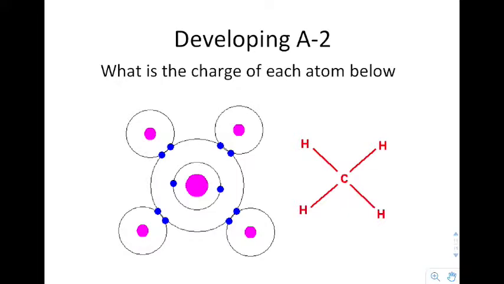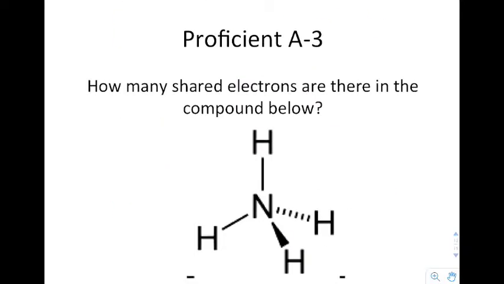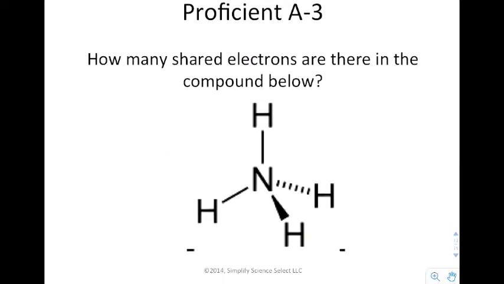Now, remember the charge doesn't change in a covalent bond because they all have their original electrons. This hydrogen still has its 1 electron. This hydrogen still has its 1 electron. This hydrogen still has its 1 electron. This hydrogen still has its 1 electron. And the carbon still has its original 4 valence electrons. 1, 2, 3, 4. So, next it says how many shared electrons are there in the compound below.